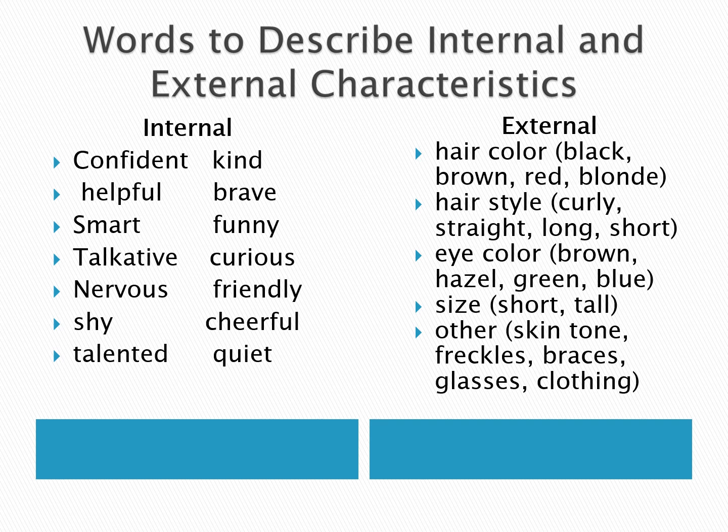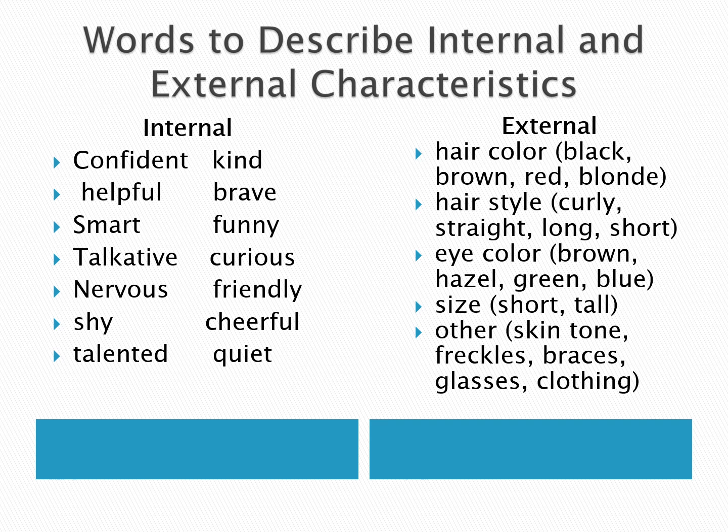Words to describe internal and external characteristics. For words to describe the internal characteristics, we can think of words like confident, kind, helpful, brave, smart, funny, talkative, curious, nervous, friendly, shy, cheerful, talented, quiet. Please note that these are words that we can use to describe your personality, your actions, and even how you speak.